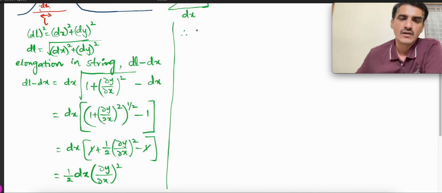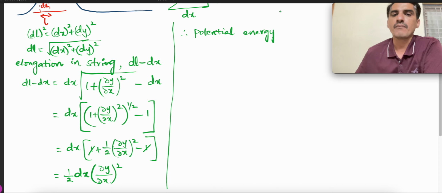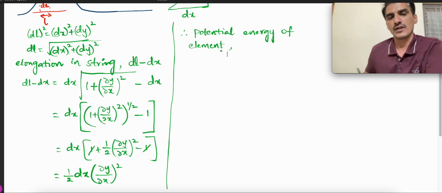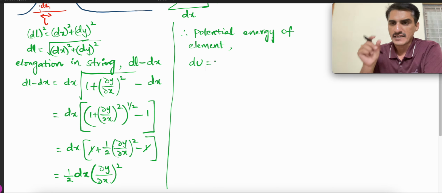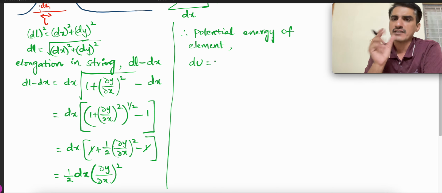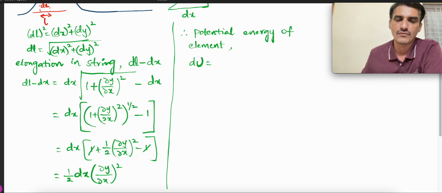Therefore, potential energy of that element, dm. I have taken that potential energy as du, because the smallest element gains only the smallest potential energy. Am I right? That smallest gain in potential energy is du.